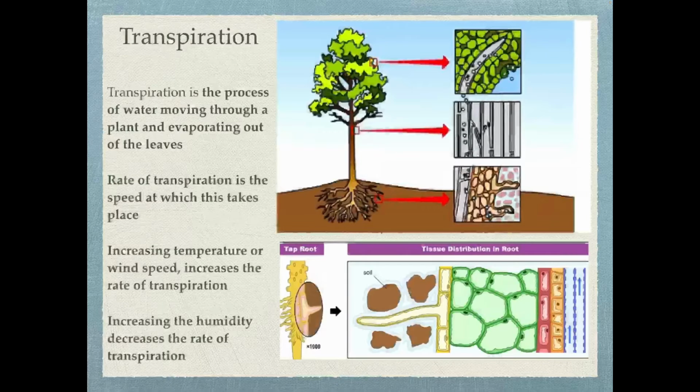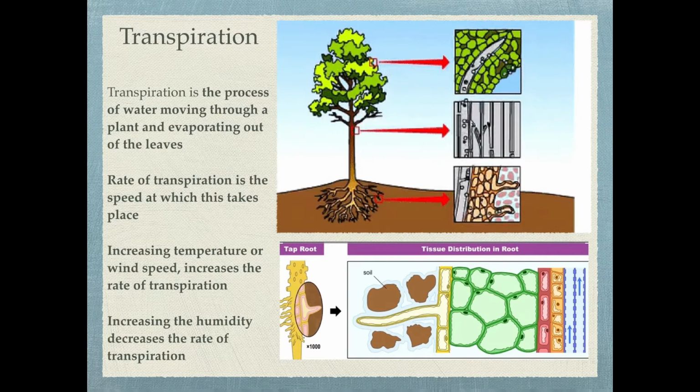Okay, so a quick reminder of transpiration. That's the movement of water through the plant and the evaporation of water out of the leaves. So we're going to have to think about ways that we can measure how quickly a plant is losing water, or the speed at which it's losing water out of its leaves, which is what we define as the rate of transpiration. There's three factors affecting that.